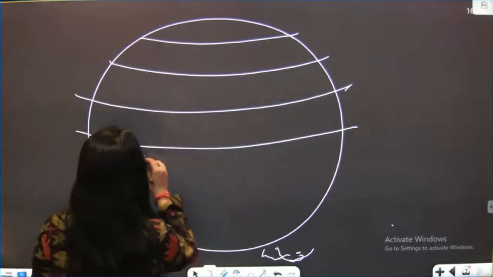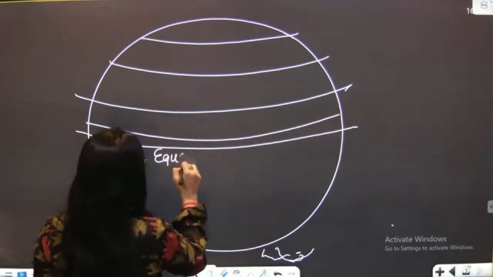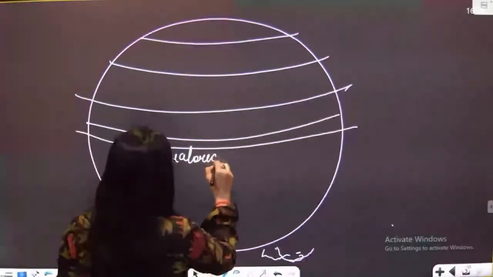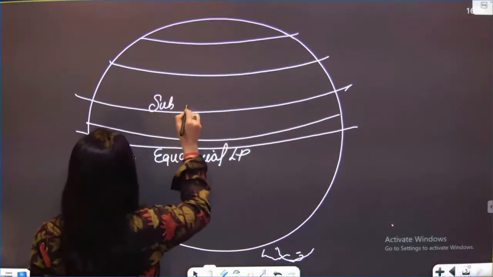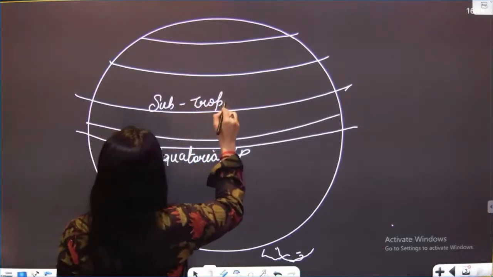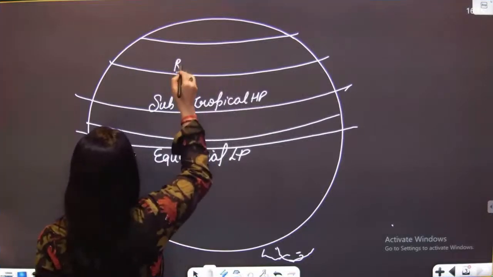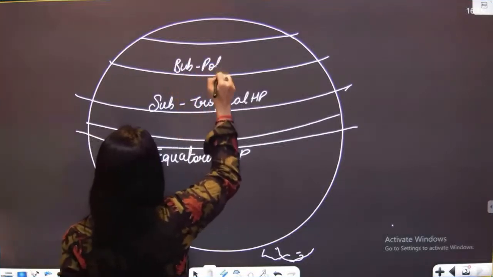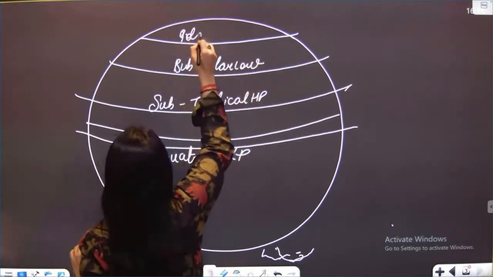As we have introduced, this is a region of doldrums. This is the equatorial low pressure belt. This is subtropical high pressure. This is subpolar low, and this is polar high.